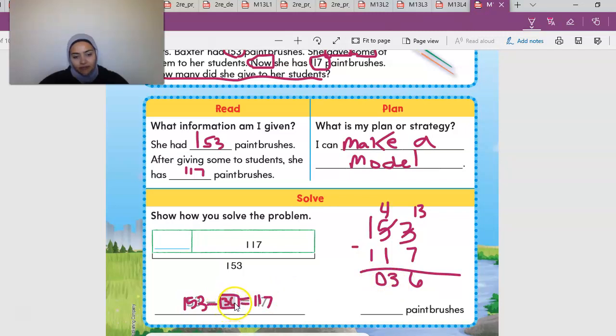So 153, now I'm going to check my work. 153 take away 36, is that 117? Let's check. That becomes a 4, 3 becomes a 13, 13 take away 6 is 7. 4 take away 3 is 1, bring the 1 down. Yep, that's right. So our answer is 36 paintbrushes.